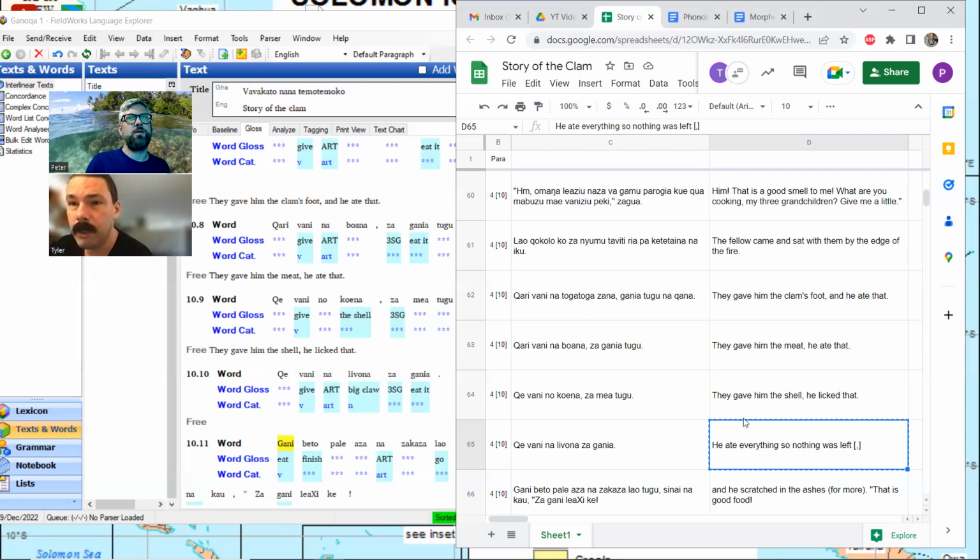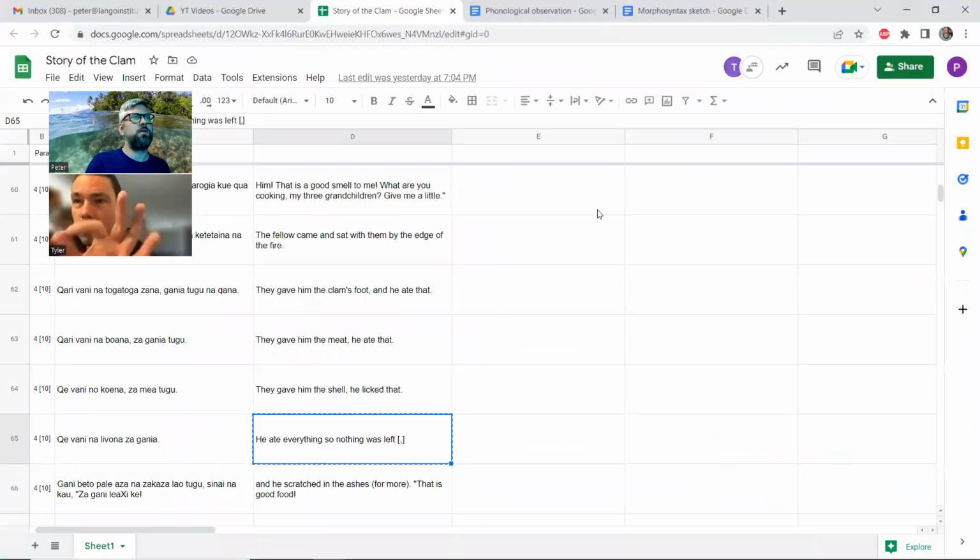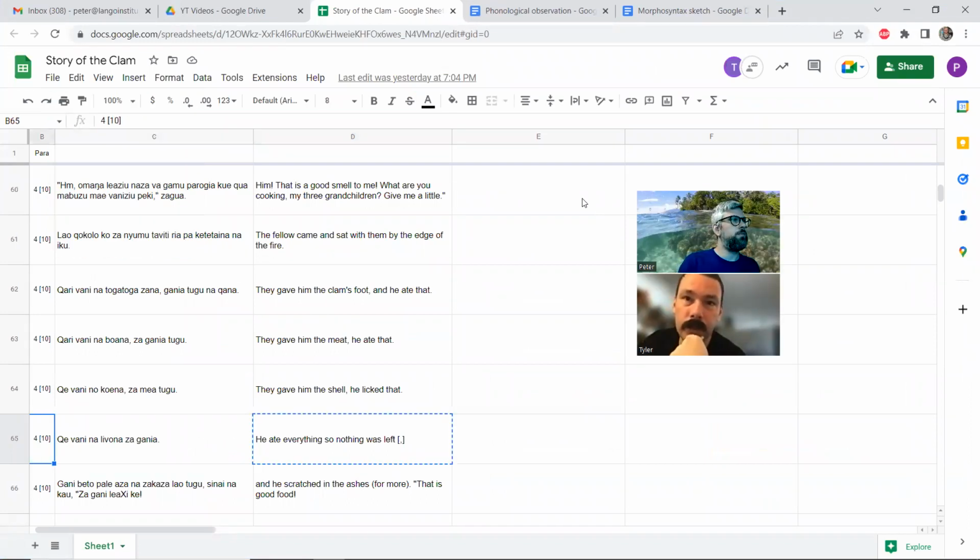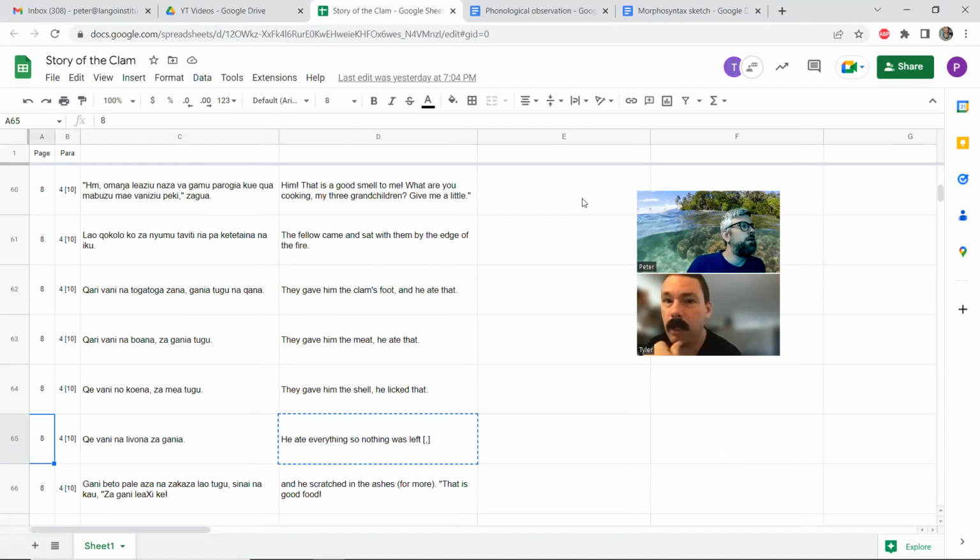We're looking at page 8. Oh, can you on your spreadsheet just go to the left to column A, make column A visible? Just nudge it over, and you see A. There we go. So page 8, the 4th. I will check it here. Page numbered 8. I think what happened is he ate everything and nothing was left, and he scratched the ashes. Both of those are for the translation for the next sentence, and there is no translation for they gave him the big claw and he ate it, and it was just a mistake in the editing or whatever of the translation. Well, let's see if it was my mistake when I was transferring all this over. I doubt it, but maybe.